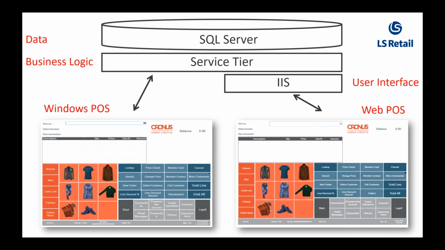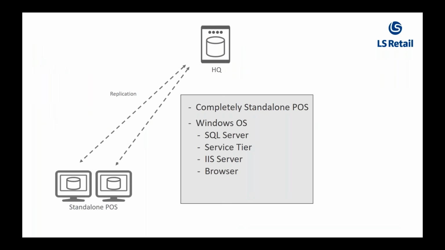So what you have here, you have the same setup as on the other one. You have the Windows operating system, you have the SQL, the service tier, but in addition to the service tier, you have the IIS, which is very light, and even the browser is by far lighter than the Windows client. So I would say it's even lower footprint on the web POS as a standalone than the Windows standalone POS.